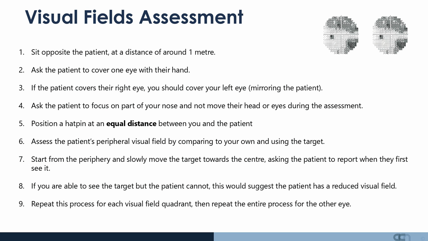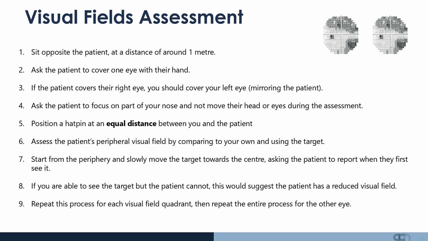Position a hat pin at an equal distance between you and the patient and assess the patient's peripheral visual field compared to your peripheral field, and then slowly move centrally and ask them where they're able to see the hat pin.